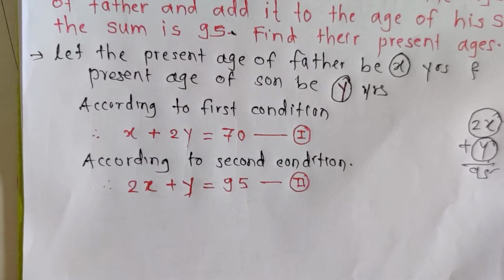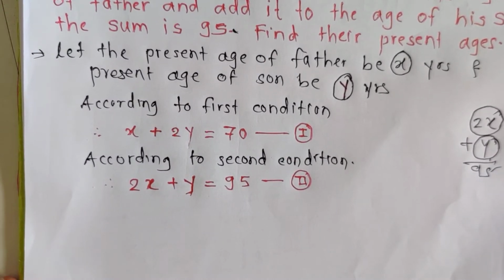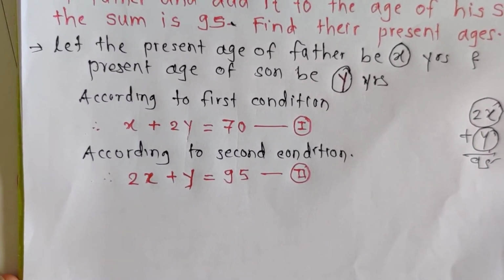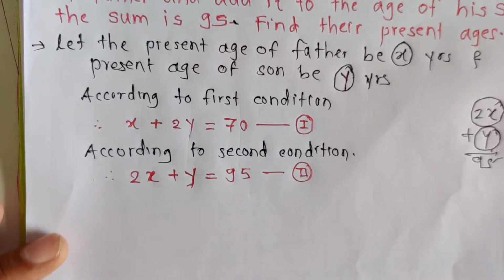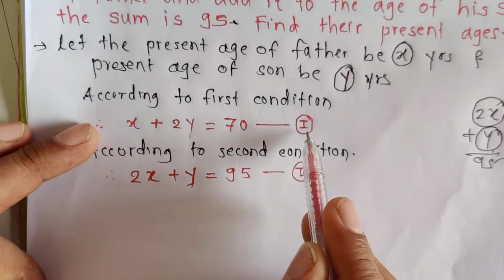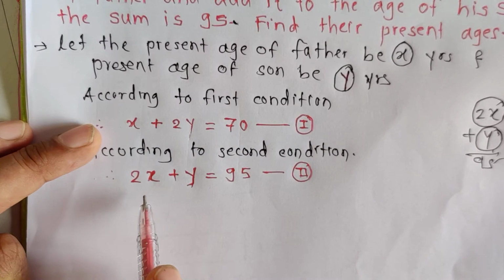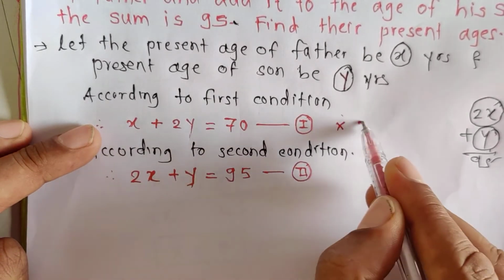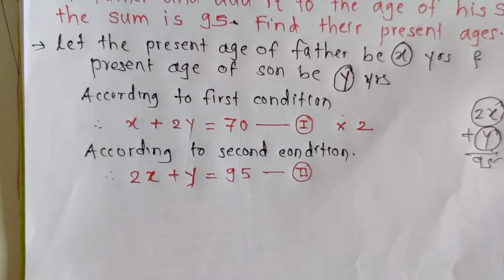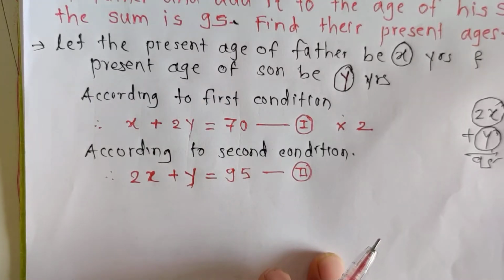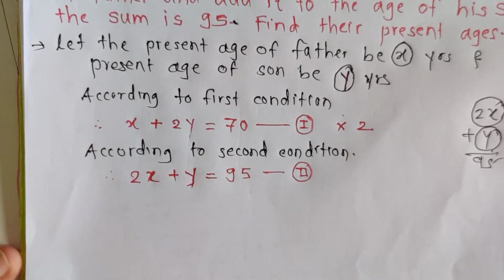Now you can use any method to solve this equation. Either make the coefficient equal. Here if we multiply this equation by 2, then the coefficient of x becomes equal. So here multiply this equation by 2. This is elimination method. In previous example we used that substitution method. That substitution method is easier than this elimination method. So let us see, solve one sum by this elimination method.